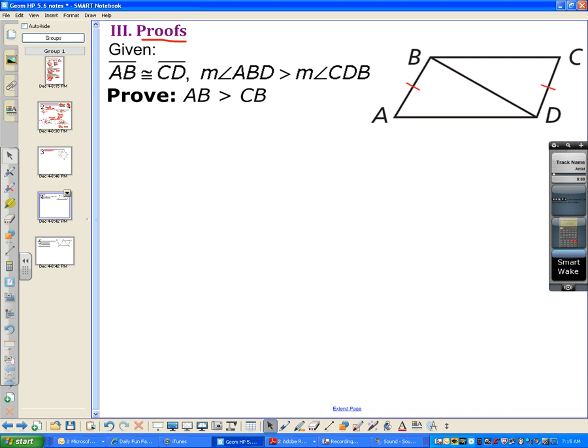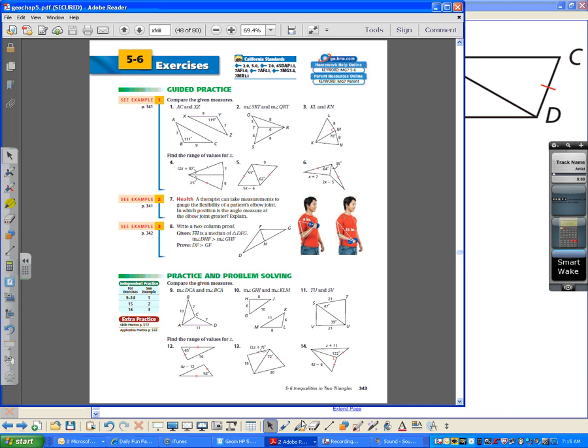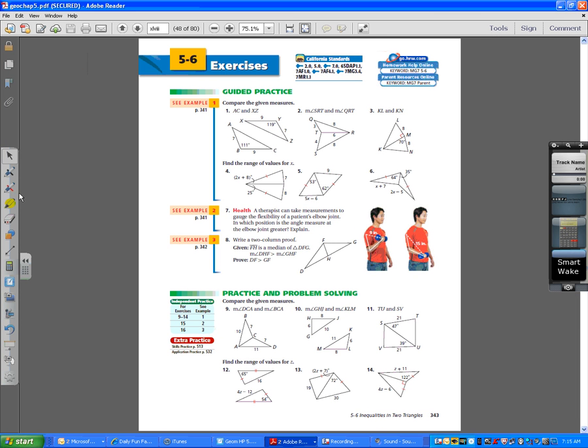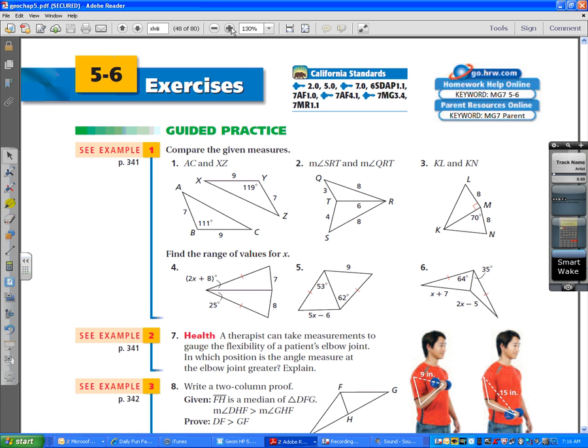And what you guys need to do tonight, as stated on your calendar, is page 343, numbers, I believe it says, 2 through 5. So you are responsible for finishing 2 through 5 tonight.